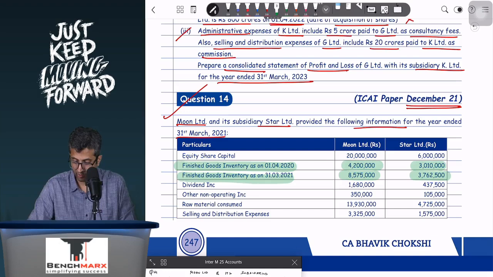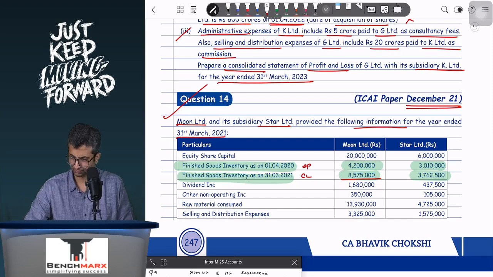Okay, so over here if I go to see, this is opening, this is closing. So if I go to see 4200 minus 8575, can I see 4375? This is the net increase in inventory. Similarly 3010 and 3762.5 and 3010. Can I say 752.5? Both of these are increases in inventory.